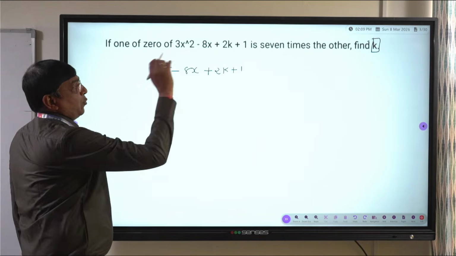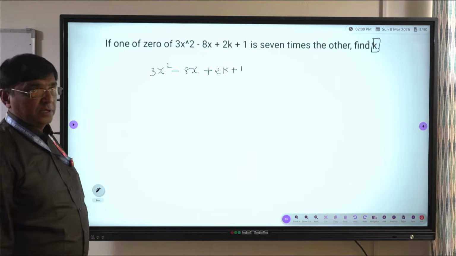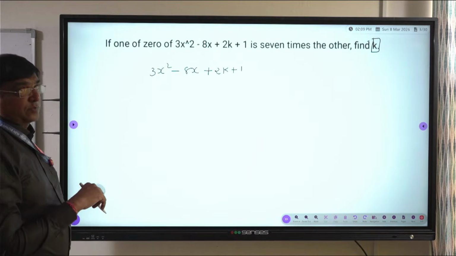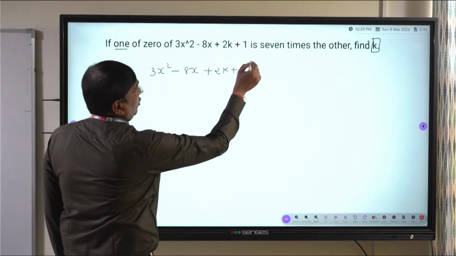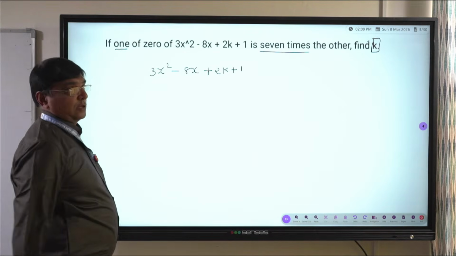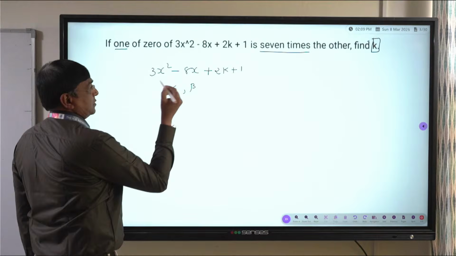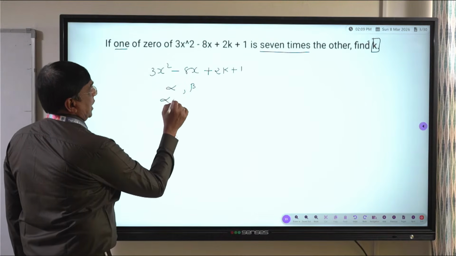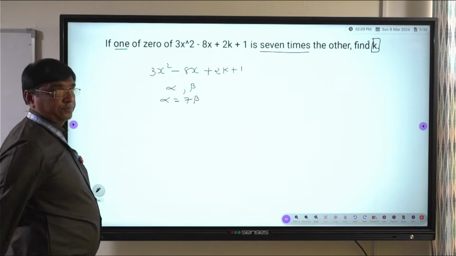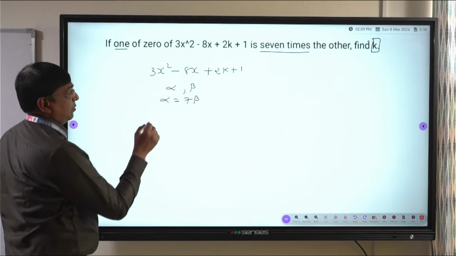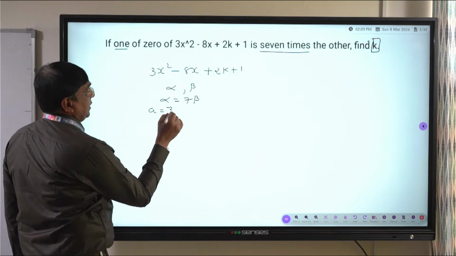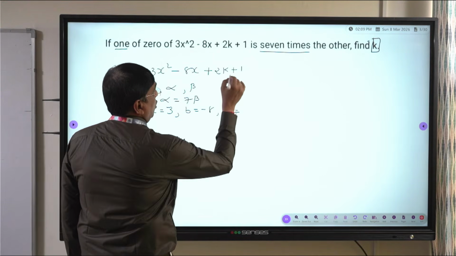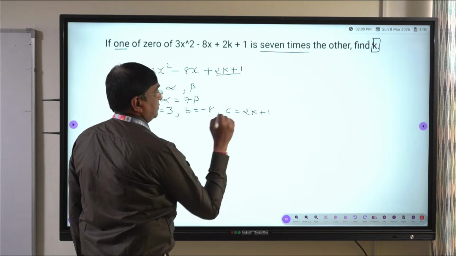Now it's a quadratic polynomial, you know that. So how many zeros? 2 zeros are there. Here, given that one of the zeros is 7 times the other. Say alpha and beta are our zeros, in which the relation between alpha and beta is given: alpha equals 7 beta. Compare with the standard form. So we get a equals 3, b equals minus 8, c equals 2k plus 1.